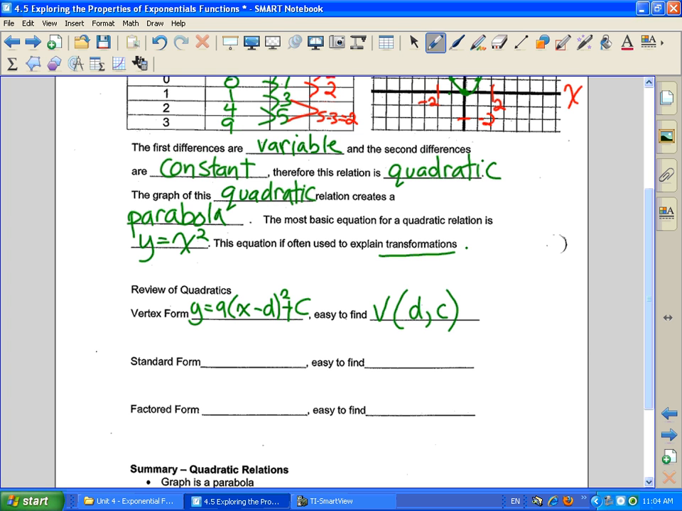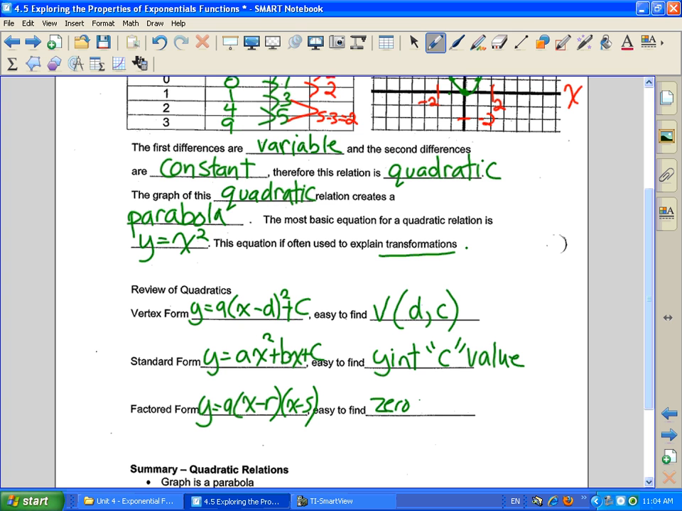All right. Taking a look at standard form, it's y equals ax squared plus bx plus c. Okay, and that's easy to find the y-intercept, which is the c value. Whereas factored form is y equals a(x minus r)(x minus s). Okay, it's easy to find the zeros, roots, x-intercepts, or solutions.